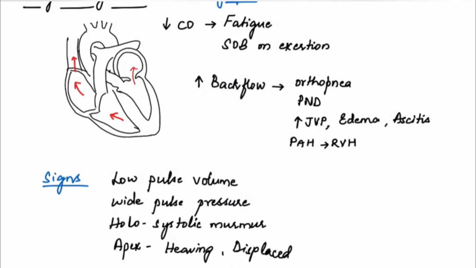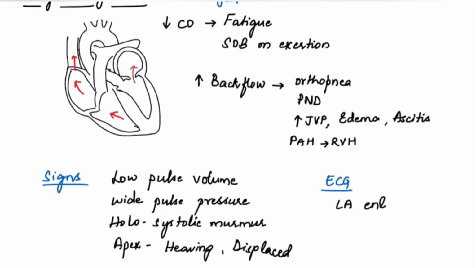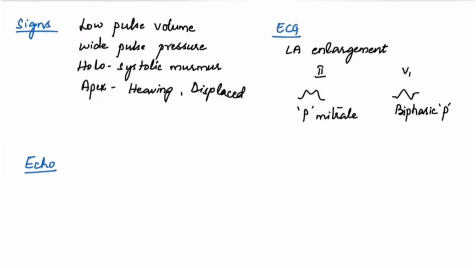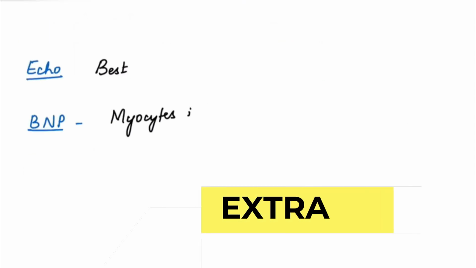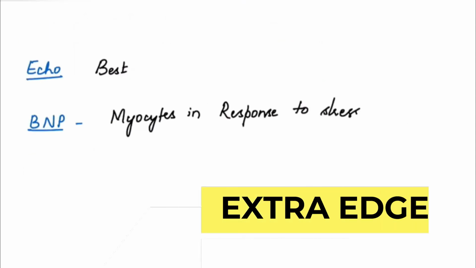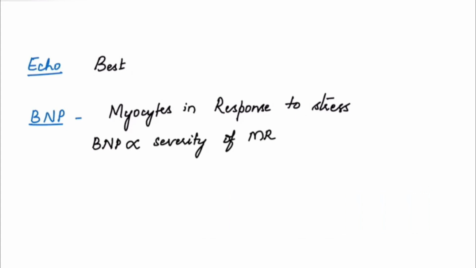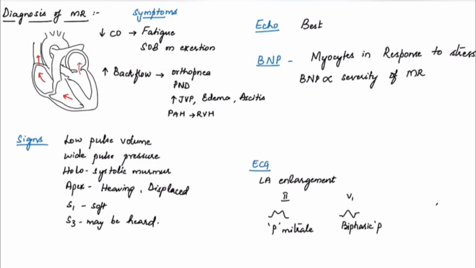Now, ECG findings may include findings that show left atrial enlargement because of the regurgitant volume, which can be seen in lead 2 as a bifid P wave known as P mitral, or also in the lead V1 there is a biphasic P wave. Echo is the best test to diagnose any valvular lesion including mitral regurgitation. And then brain natriuretic peptide is a substance that is released from the myocytes in response to stress. The amount of BNP directly correlates with the severity of mitral regurgitation, and so it can be used as a prognostic marker in mitral regurgitation. So this is about the diagnosis of mitral regurgitation.